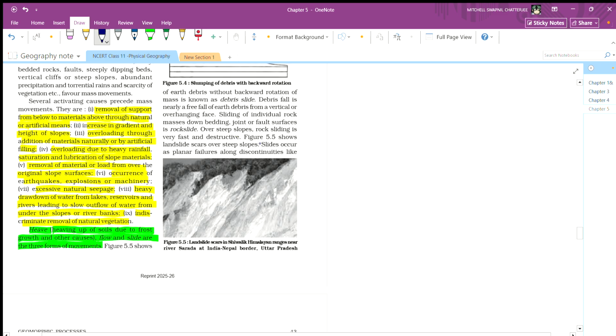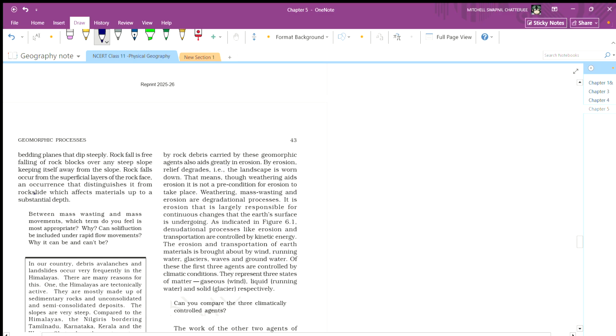The slide occurs as planar failure. The ground continuity is like a bedding plane. Rock fall is free falling rock block away from the slope. Rock fall occurs from the superficial layer of the rock face, and is distinguished from rock slide materials.